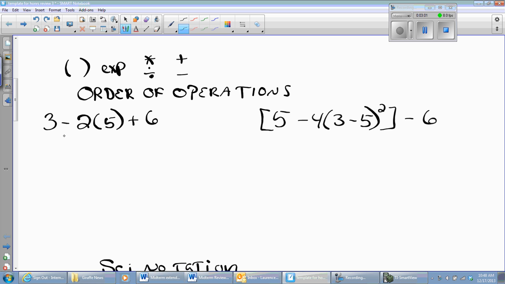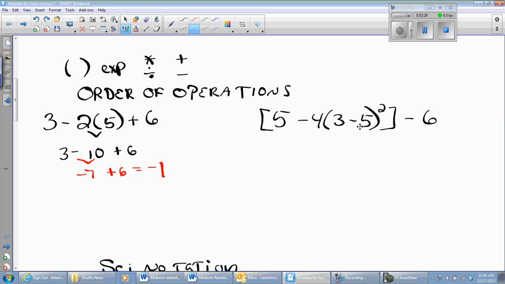So on this problem here, the first step, there's nothing to do inside the parentheses. I don't see any exponents, so I'm going to do this multiplication here. So I'm going to get 3 minus 2 times 5 is 10 plus 6. Now, going from left to right, I can say that this is -7 plus 6 is -1, and there is my answer, -1. All right, moving on to problem number 2.